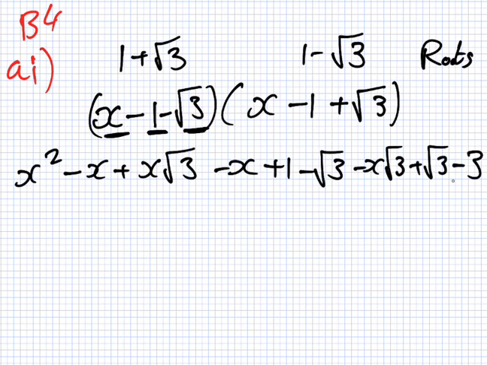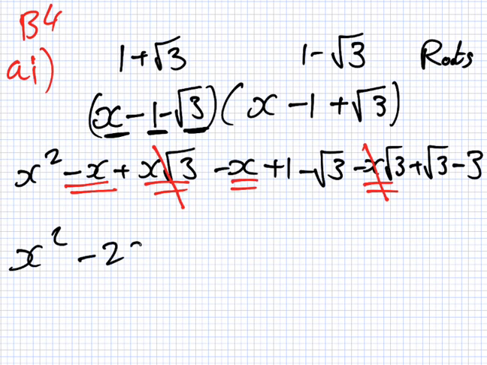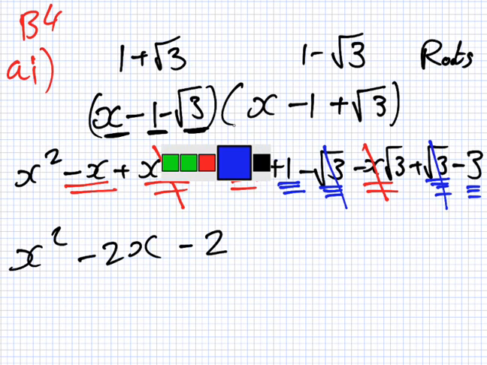That's all you're doing. So how many x squareds do I have here? Just the 1. How many x's? Here, here, here, and here. But look what's happened. This cancels this, leaving me with what? Minus 2x. Now what about my numbers? Well, I have a 1, a minus root 3, a plus root 3, and a minus 3. So again, that will cancel that. So what am I left with? Minus 2. And that's the answer for the first part.